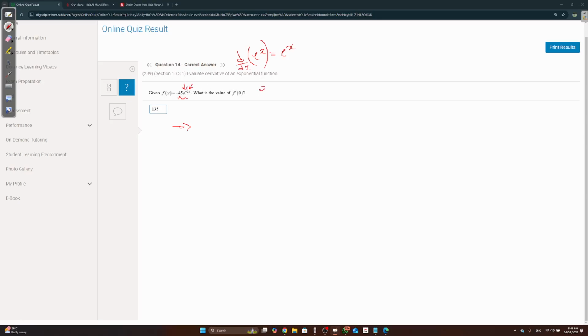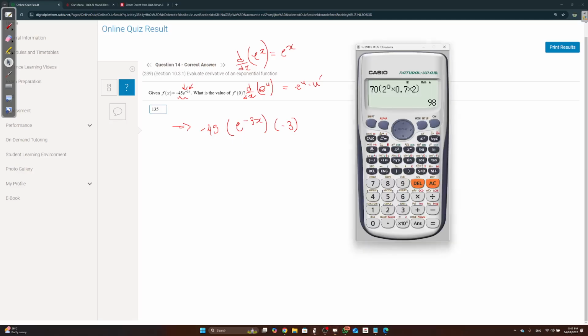so now you want to derive e to the power of u. So what do you have to do? You have to multiply by u prime. Okay, so negative 45 we take it to the side because it's a constant. E to the power of negative 3x times, what's the derivative of negative 3x? Negative 3. Multiply, you get 135. Negative 45 times negative 3 is 135. E to the power of minus 3x, so e to the power of negative 3 times 0, which is just 0. So I just put it 0. Okay, so you're gonna get, close the brackets. 135. Okay.